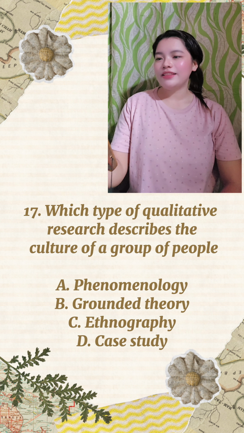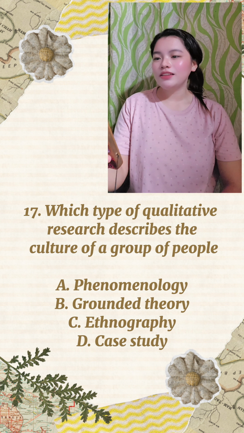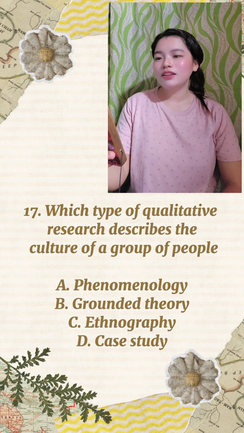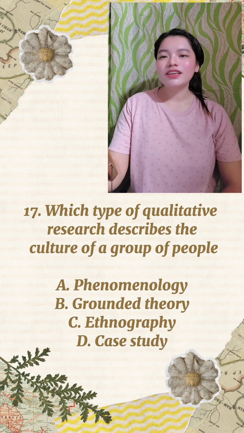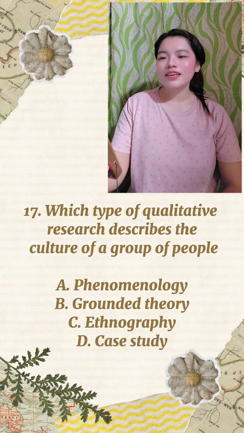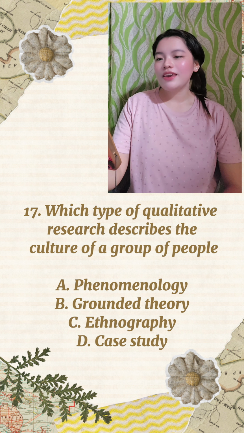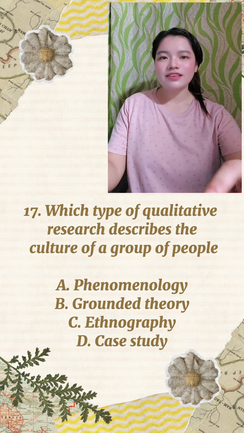Question number 17. Which type of qualitative research describes the culture of a group of people? A. Phenomenology. B. Grounded theory. C. Ethnography. And D. Case study.